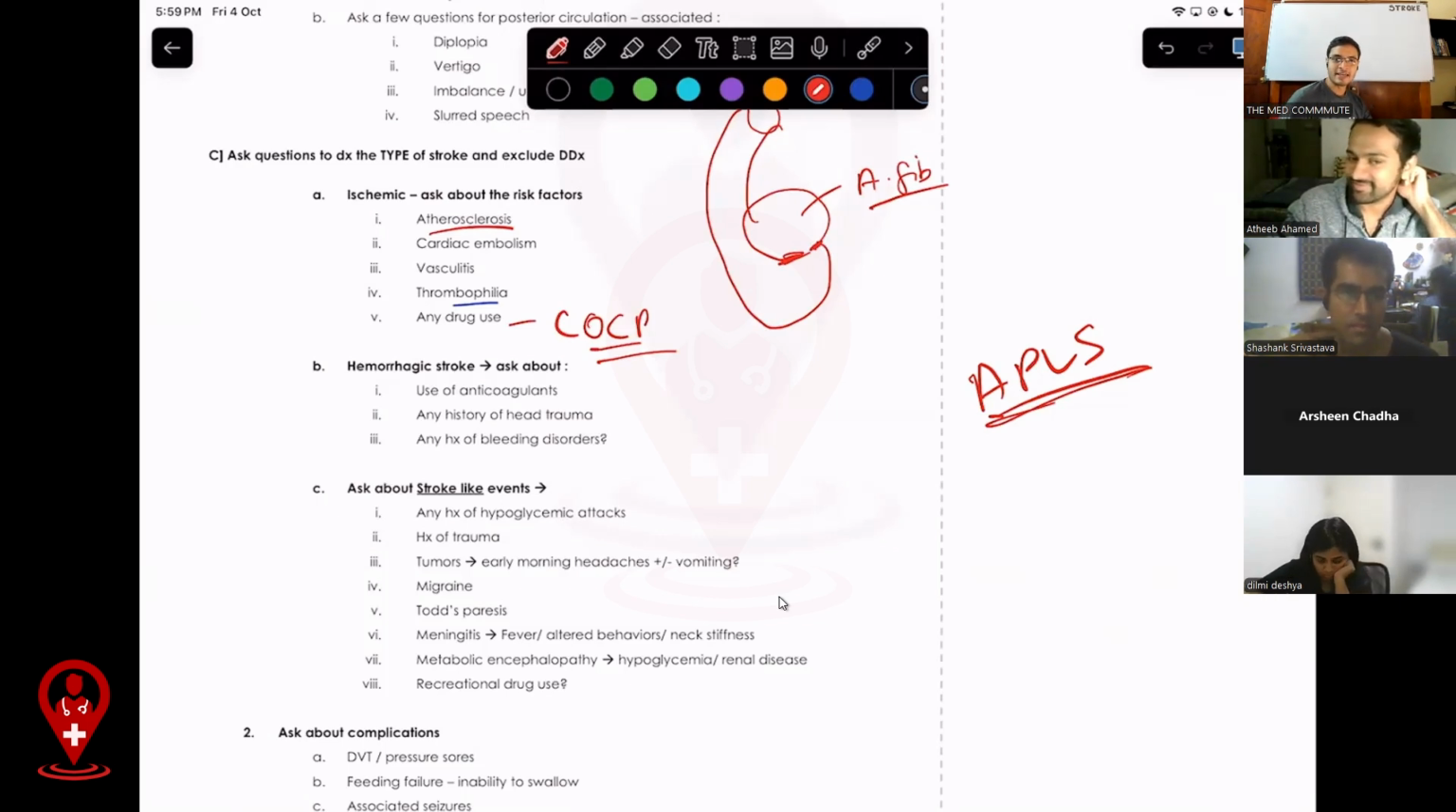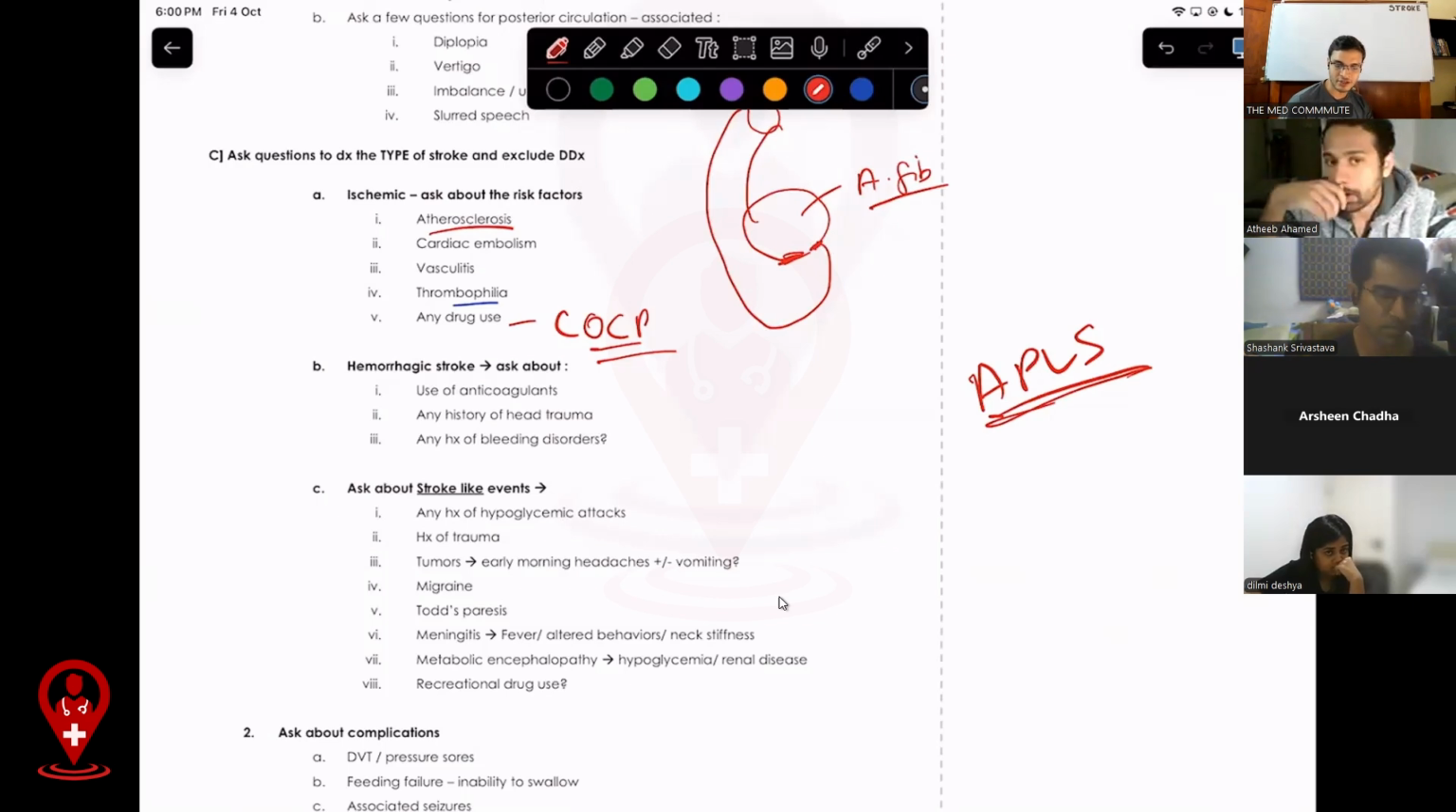Hemorrhagic stroke, you have to ask a few questions, right? Use of anticoagulants, you have to ask about, especially if it was a previously diagnosed patient with a hemorrhagic stroke, they might be on anticoagulants. Here you have to ask about history of head trauma.